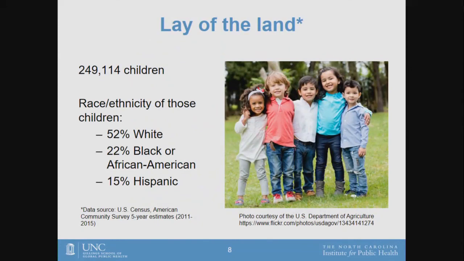So just to give you some context of what we learned and where we're starting from, this is sort of the lay of the land. There's about 249,000 children in Wake County, and the ethnicity and race of these children are just over half being white, 22% identifying as Black or African American, and 15% as Hispanic.